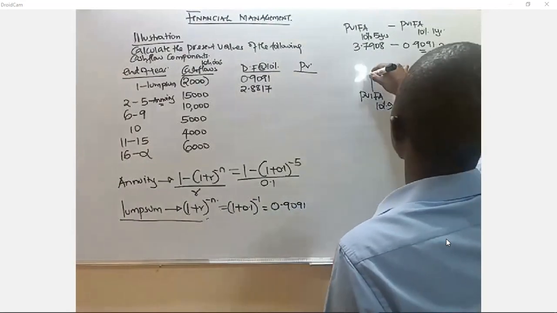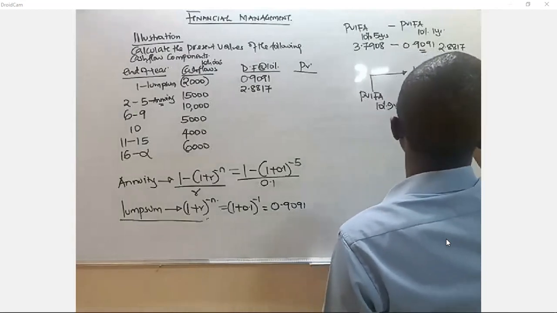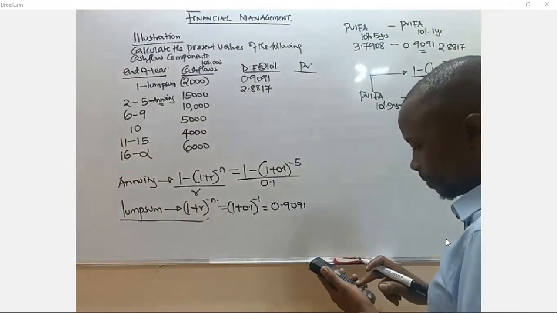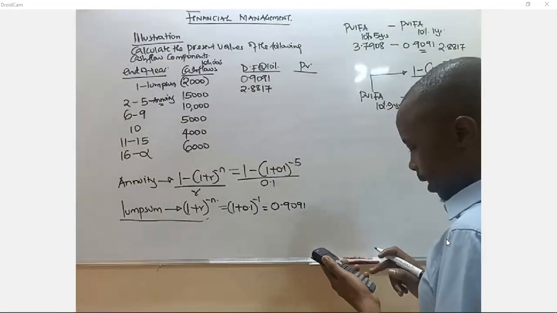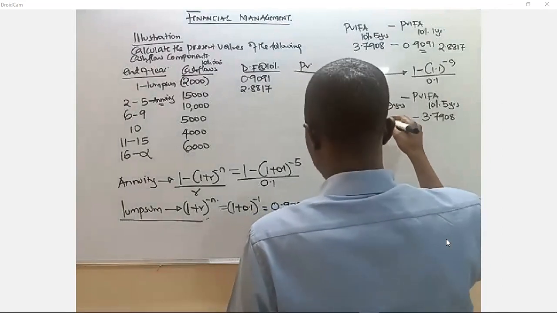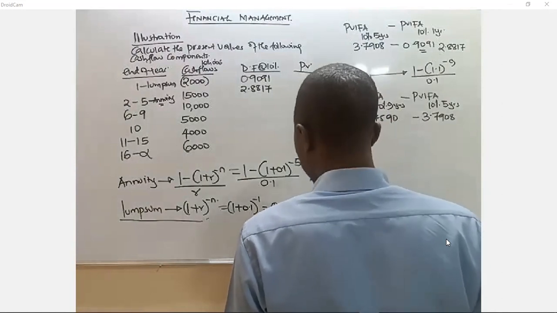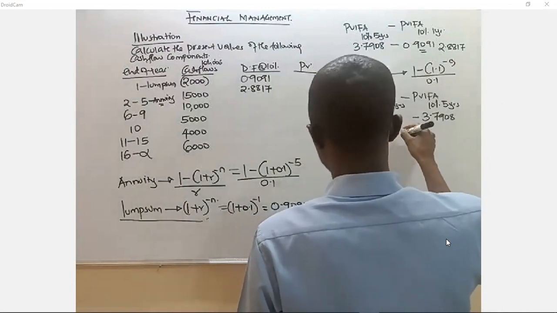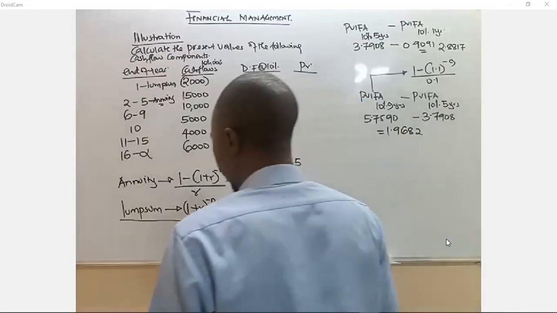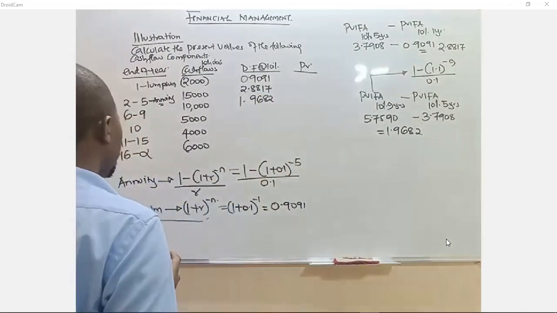3.7908. But the 9-year one I can calculate by taking 1 minus 1.1 raised to power negative 9, divided by 0.1. So 1.1 raised to power negative 9, 1 minus my answer, then we divide by 0.1. You are getting 5.7590. So you can subtract 3.7908. I'm getting 1.9682.